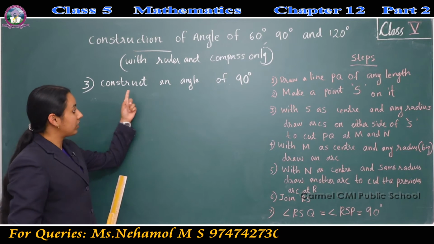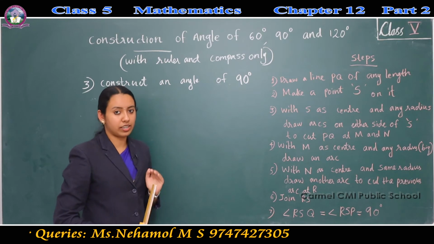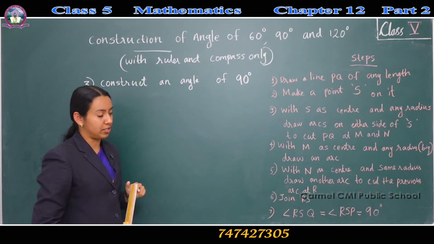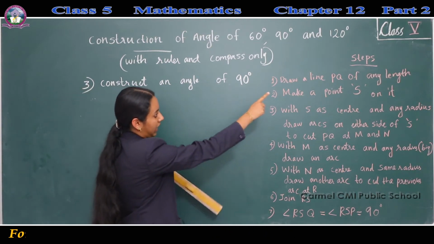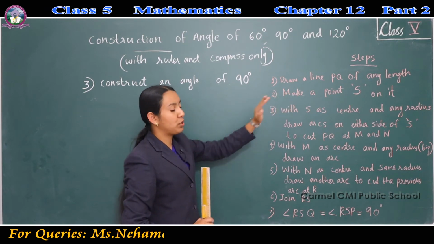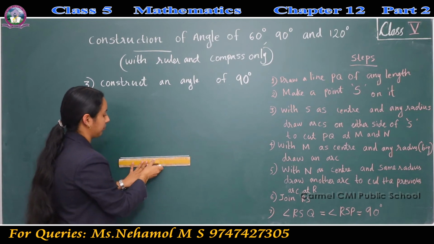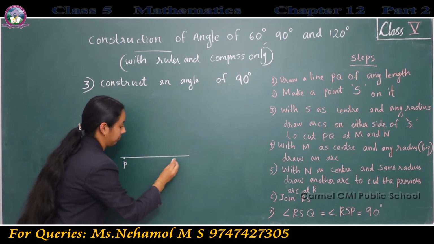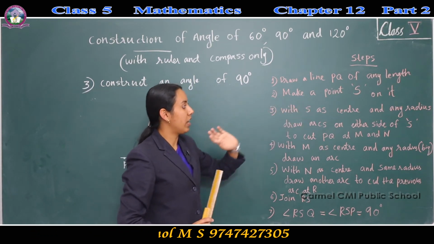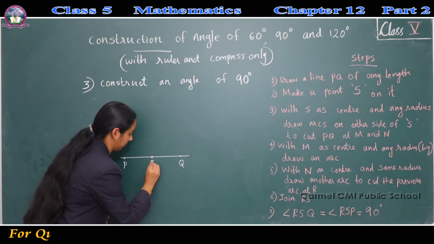Next one, construct an angle of 90 degrees with the ruler and compass only. There are two methods. We are going to study the first method. The second method we can study later. First, draw a line PQ of any length. This is PQ. Then, next step, mark a point S on it.